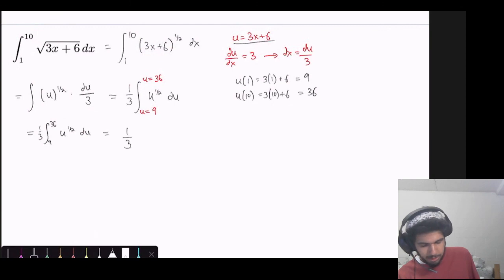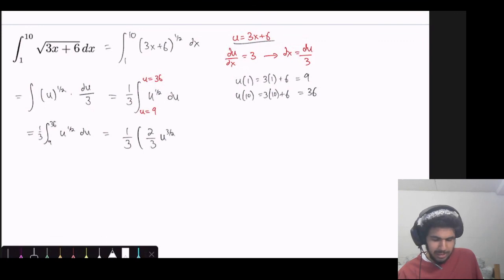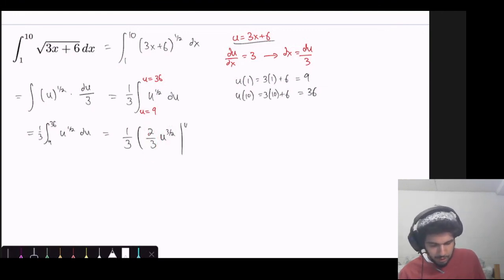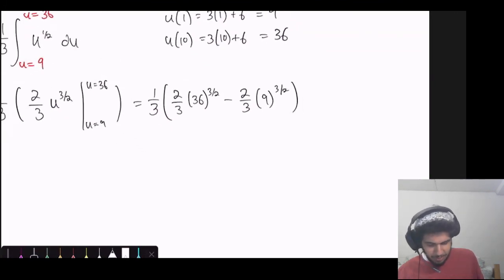That's going to be a power rule. So this will be increase your power by 1 to get this 3/2, and then divide by that new power. Dividing by 3/2 is the same thing as multiplying by 2/3. And then we're evaluating that from u equals 9 to u equals 36. Okay, so this will be 1/3 times 2/3 of 36 to the 3/2 minus 2/3 of 9 to the 3/2. Okay, that's a little bit ugly, but let's try to do it.